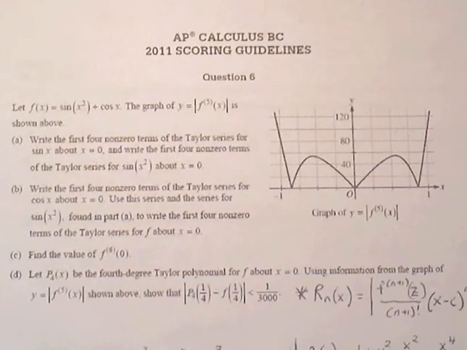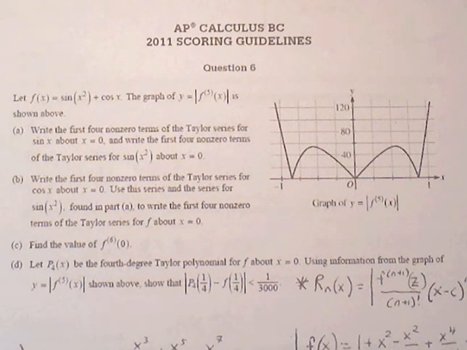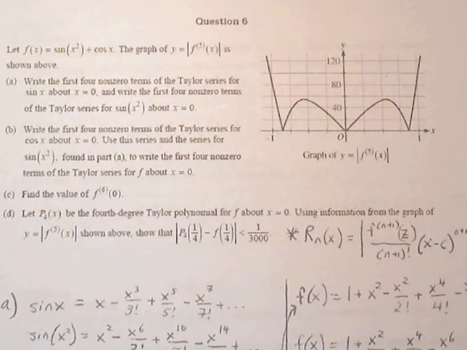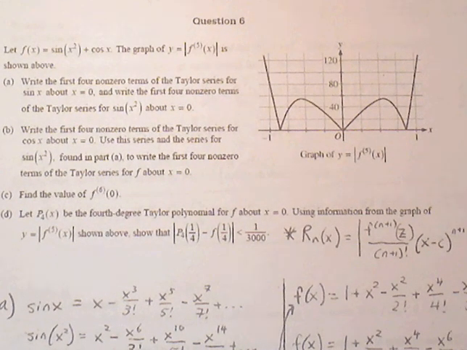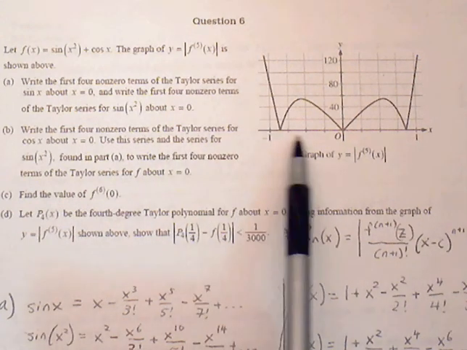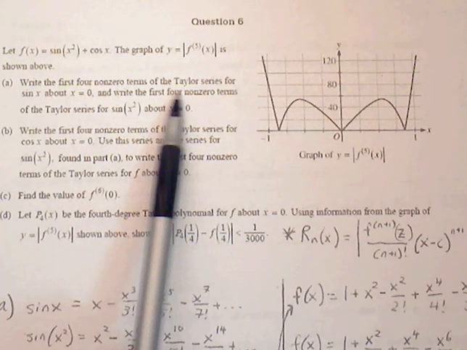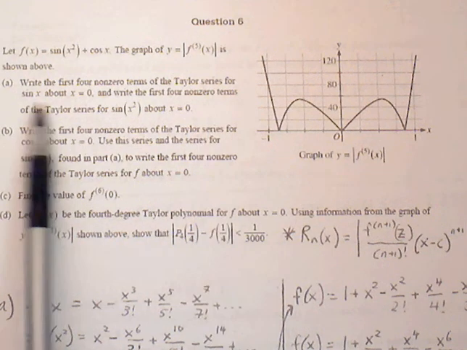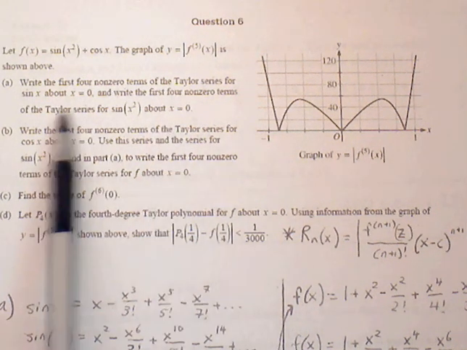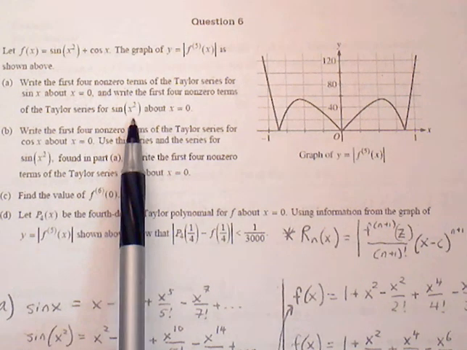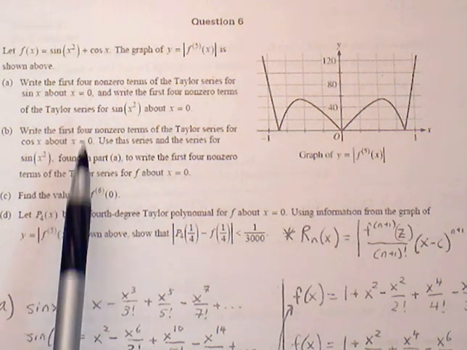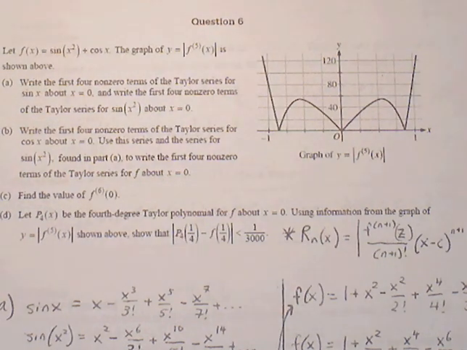Okay, let's look at this next example, and this is from the 2011 BC exam. Let f of x equal sine of x squared plus cosine of x. Our graph, the absolute value of the fifth derivative of f, is shown here. Write the first four non-zero terms of the Taylor series for sine of x, and write the first four terms of sine of x squared. So these parts A and B will help build this polynomial that we're eventually going to use.